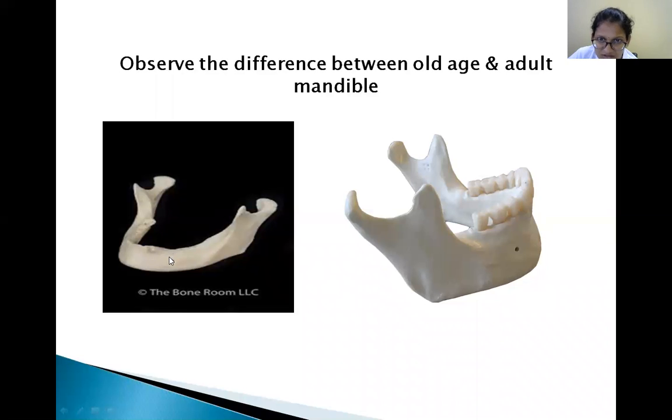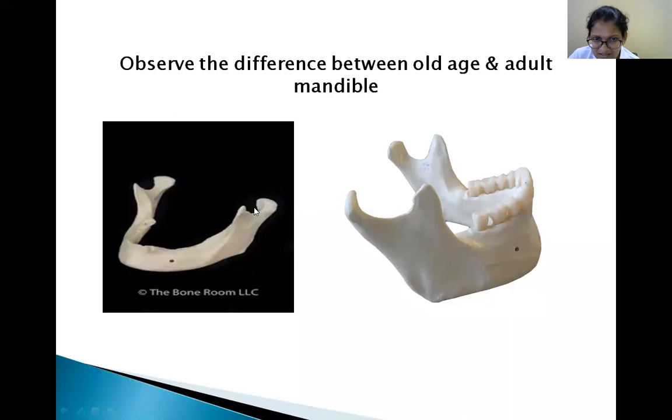Whereas in old age, this mental foramen lies towards the upper or alveolar border. Because why? Because the teeth are lost and the alveolar border is absorbed in old age, so the mental foramen lies towards the alveolar border.